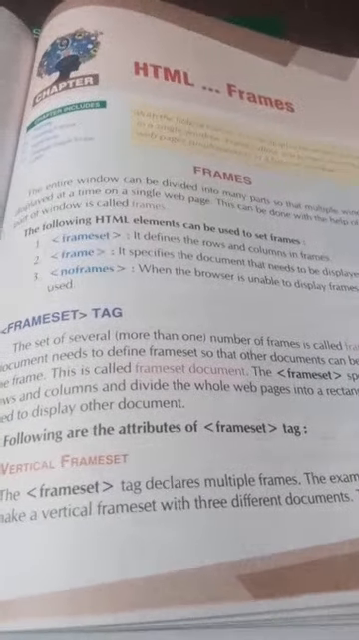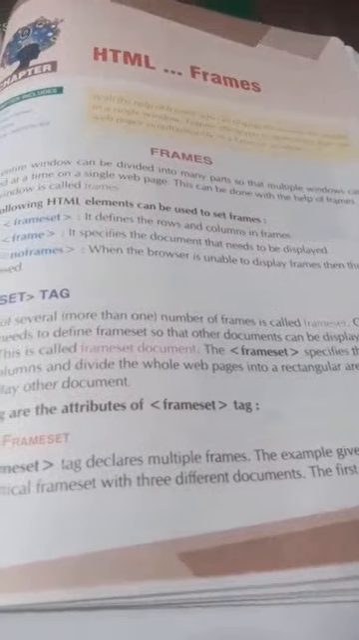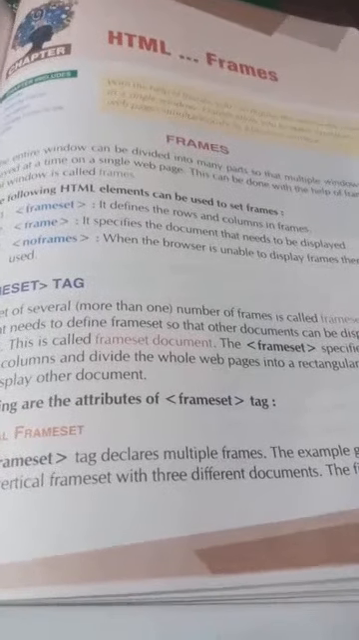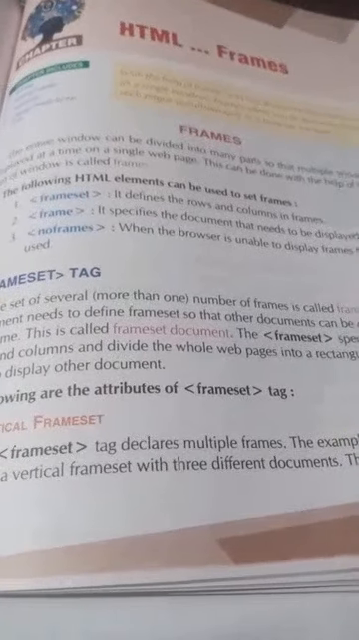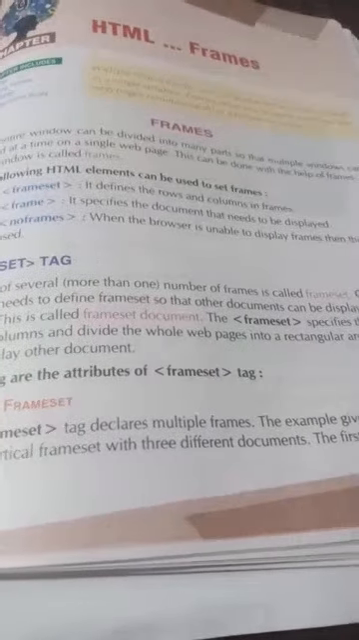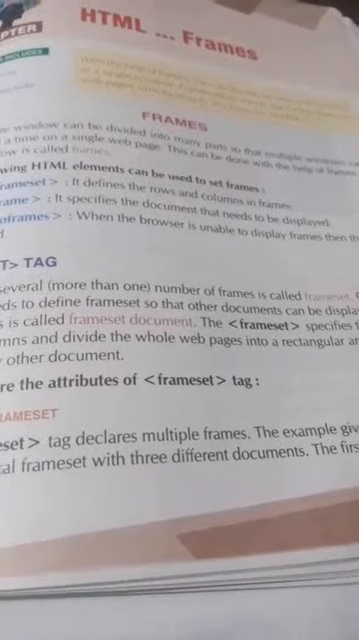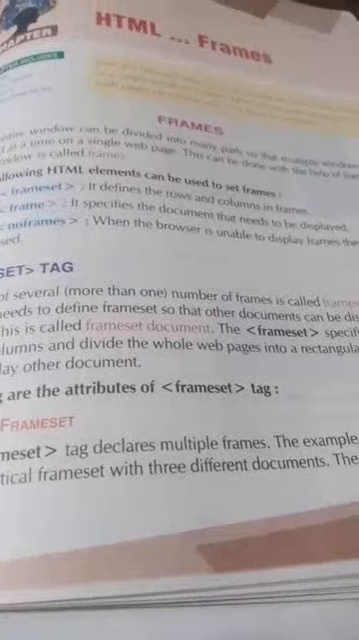And the second thing is frame. It specifies the document that needs to be displayed. If you need a specific document, we can use frame. And the third one is noframes. When the browser is unable to display frames, then this tag is used. So this is about the basic things of frames.